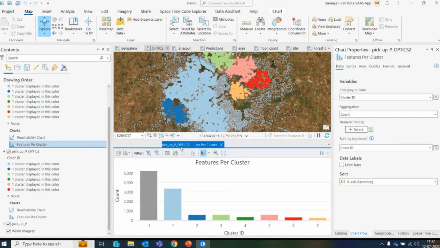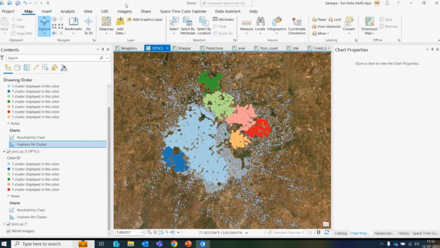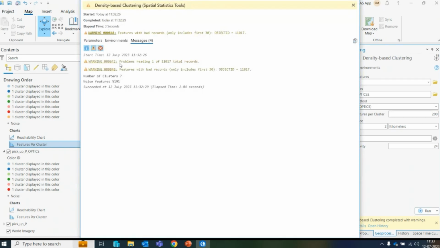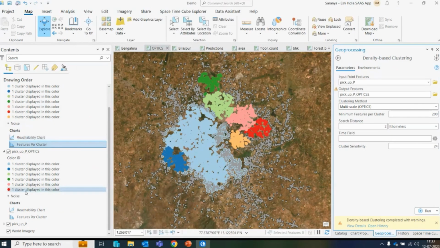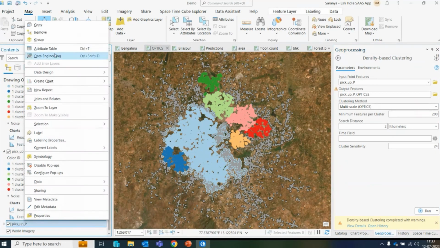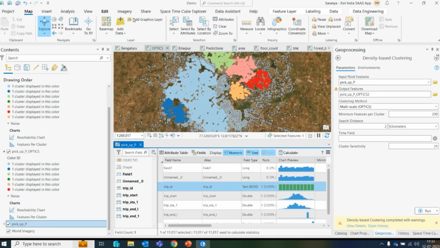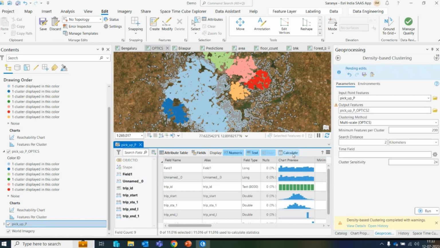So OPTICS is a very good tool if you want to fine tune your clustering analysis. Another quick tip I would like to share: when I ran the tool, you can see this error comes up: problems reading one of 11,017 total records. My guess is there could be some data with null values here. So you can use our data engineering tool, add all the fields and just do a calculate. You can look at the null column. Actually this trip ID has one record which has a null value. So you can just select null and delete it, and calculate again.